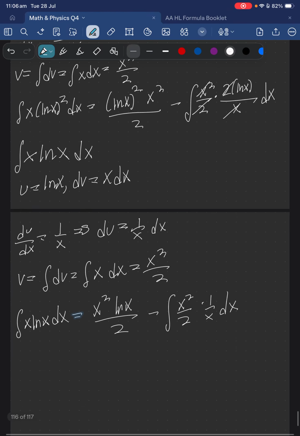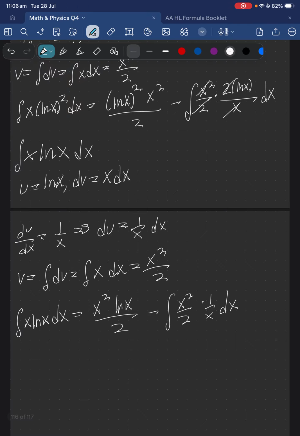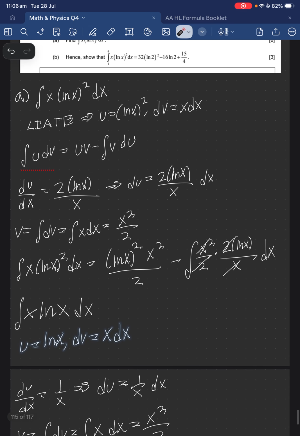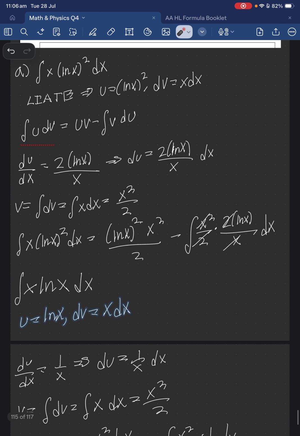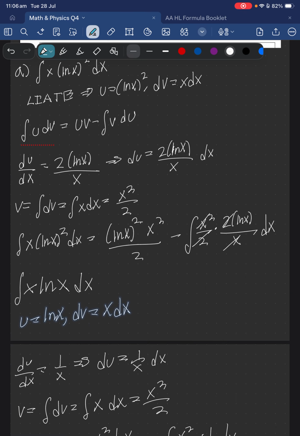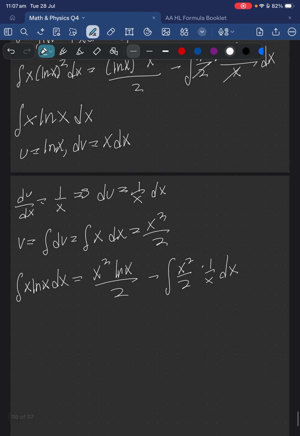And before moving forward, the reason we're using integration by parts again is because when we use the original formula, we got a natural log of x squared over 2 minus the integral of x times natural log of x dx. So this is what we call a chain integration by parts, where we will need to use integration by parts again to get to our final answer. And it is very common in AAHL papers because, as I said, the IB loves to twist up concepts that you learn. So expect questions like this in papers.